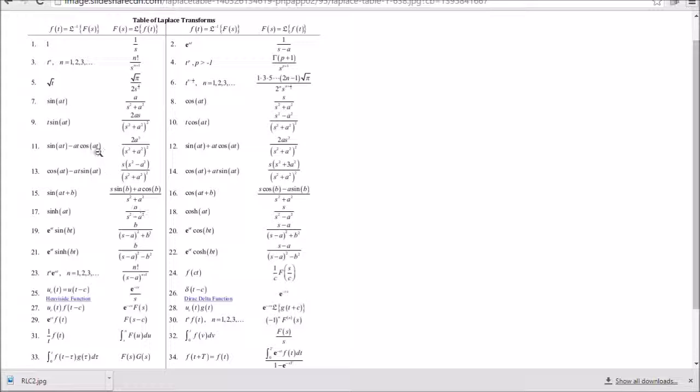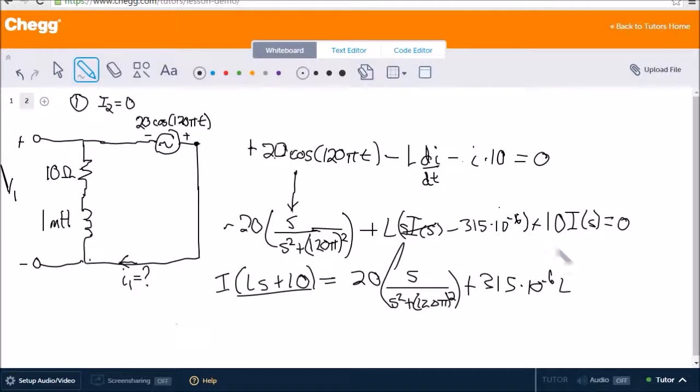If you end up with another common one, it would be 1 over s minus a or 1 over s plus a, and then you'd have an exponential in your time domain. So that's that part.